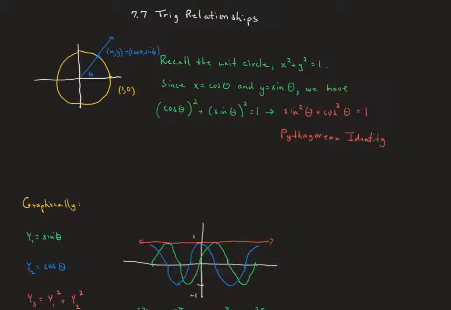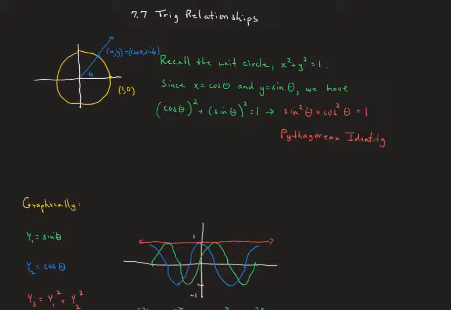In this video we're going to talk about section 7.7, trig relationships. So recall the unit circle. You can see it here in the yellow. It's a circle centered at the origin with radius 1, and its equation is given by x squared plus y squared equals 1.